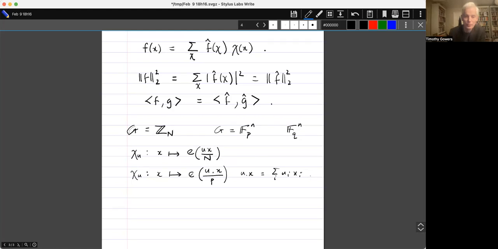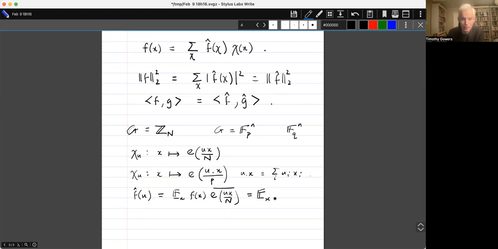So that's what the characters look like in those cases. They're quite nice. Those are just specializations of the formula I wrote down for an arbitrary product of cyclic groups. And so the Fourier transform then becomes, I typically write f hat of u rather than f hat of chi u, so I perform this identification of the dual group Zn hat with Zn. And so f hat of u equals the average over all x of f of x e of minus ux over n. And actually, I have a bad habit, a habit people don't terribly like, but I don't mind it.